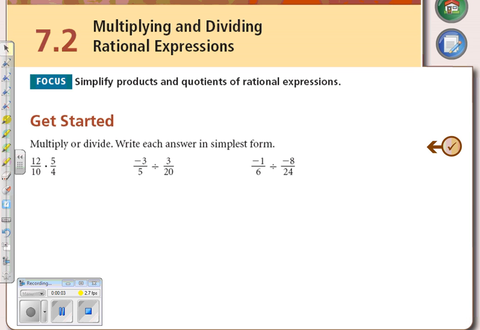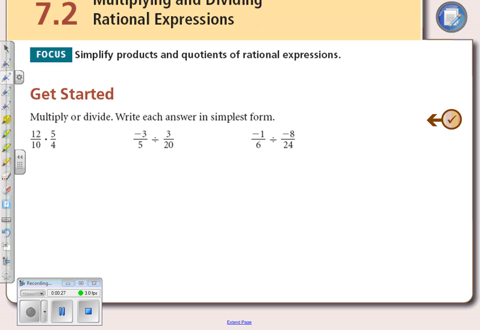7.2. Now we're going to be multiplying and dividing rational expressions. This is multiplying and dividing fractions. Only thing is that these fractions now have variables. So we need to review back our fraction rules, multiplying and dividing fractions.